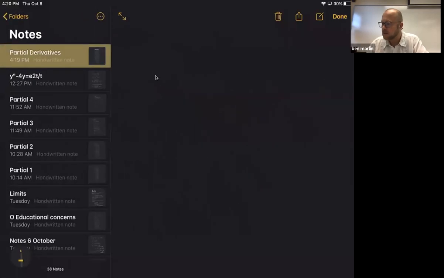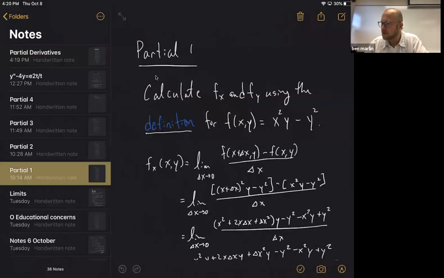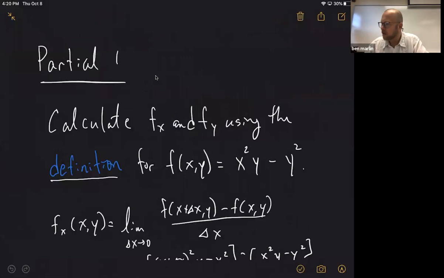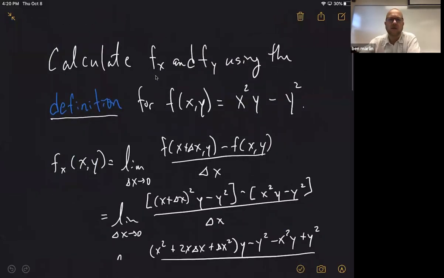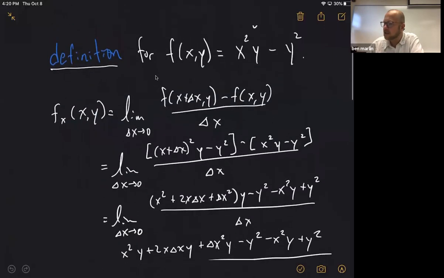All right. So let's look at my first example here. So partial derivatives example 1. We're going to be asked to calculate what f sub x and f sub y are using the definition. If it says definition, you have to use the definition. If it doesn't say definition, just differentiate like you're used to. Okay. So our function here is x squared y minus y squared. I tried to make it not be too simple, but not too hard either.